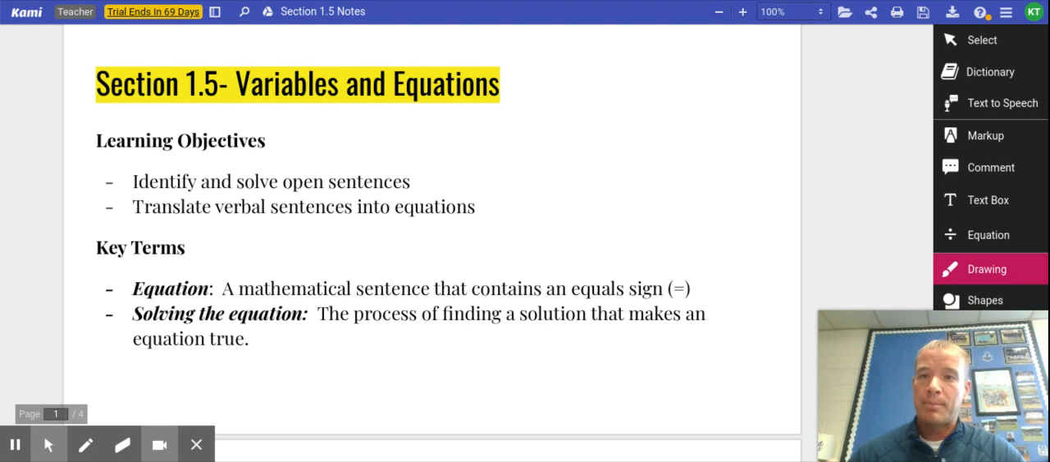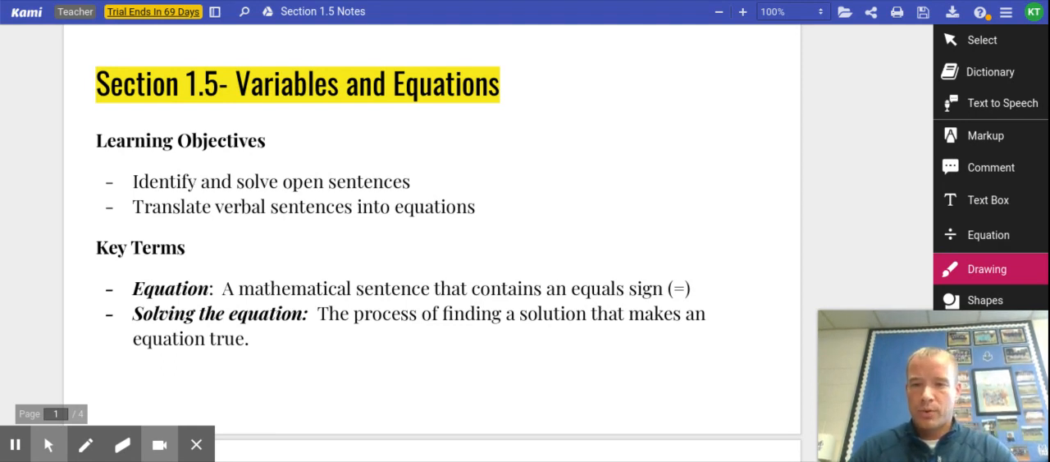as well. But before we celebrate the weekend, let's get into section 1.5, where we'll talk about variables and equations. All right. Our learning objectives, we're going to identify and solve open sentences. And we're going to translate verbal sentences into equations, right? Which comes in very handy, especially when solving word problems.